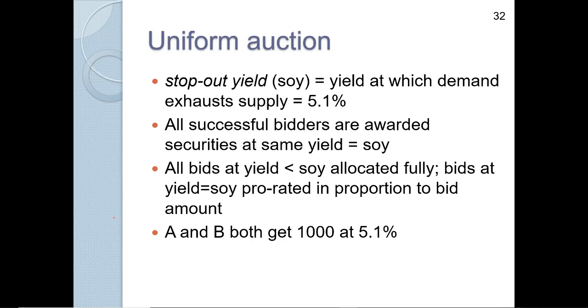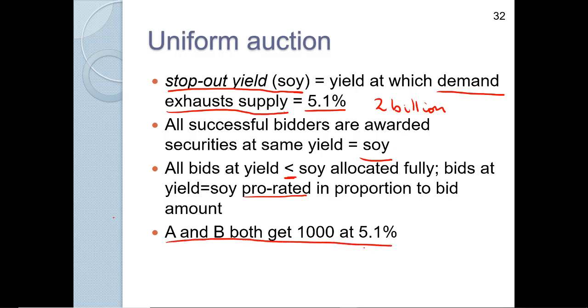Now, the second part is the uniform auction. In the uniform auction, we have what is called the stop out yield. The stop out yield is a yield that is going to be the same for everybody. And this yield is the yield at which the demand exhausts the supply. If we go back to our previous example, when we reached the 5.1 yield, that's when we got to the 2 billion. So basically this is the stop out yield in that example. All successful bidders are going to be awarded that yield, and this is the SOI, or stop out yield. Another way of seeing this is that all bids with a yield strictly lower than the stop out yield are going to be fully allocated, and the bids equal to the stop out yield are going to be prorated in proportion to the bid amount. In that case, A and B are both going to get 1,000 million, or 1 billion, at 5.1%.